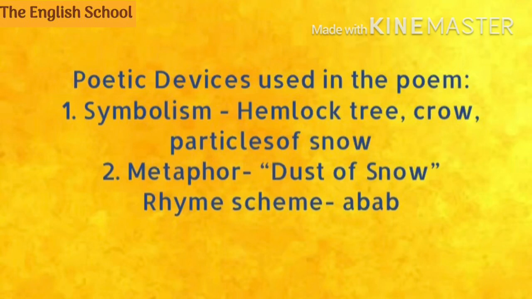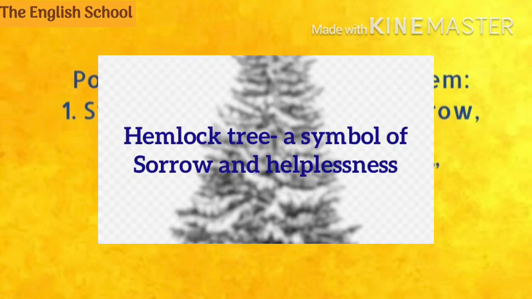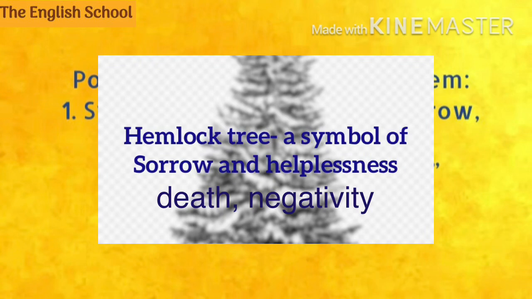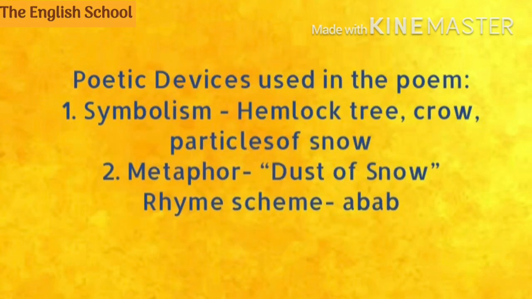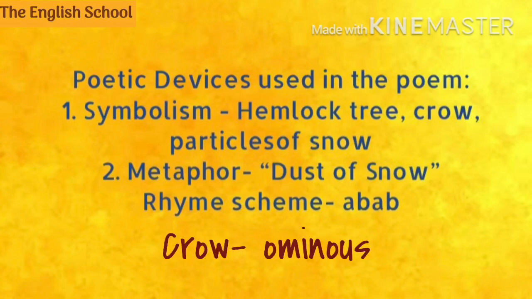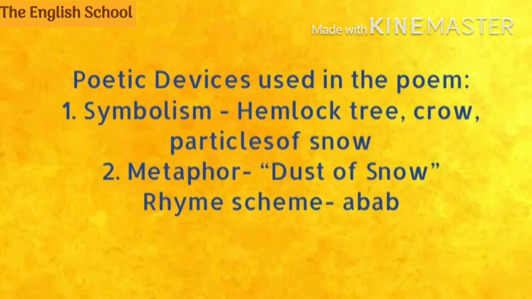Let's now have a look at the poetic devices or the literary devices used in the poem. First one, symbolism. Now, hemlock tree is the symbol of negativity. It is the symbol of death, of hopelessness, and all things negative. Similarly, crow. Crow is the symbol of negativity because, as I've told you, it is believed to be ominous. It is believed to bring bad luck. On the other hand, dust of snow represents positivity. It is the symbol of hope.